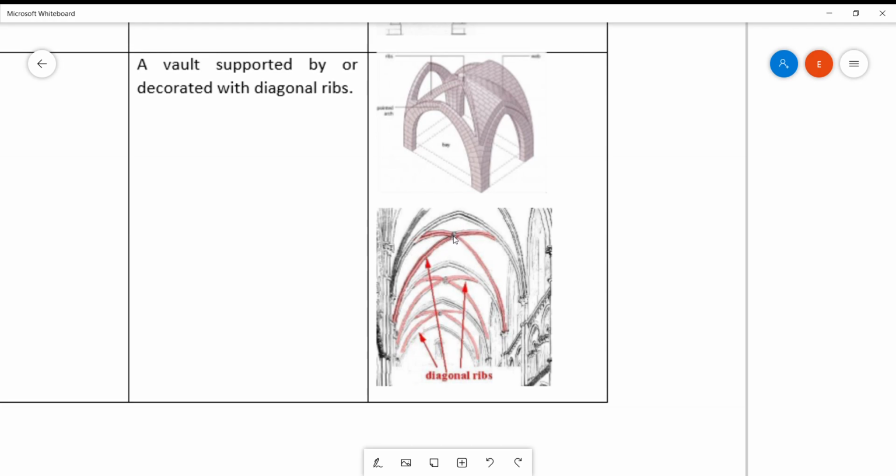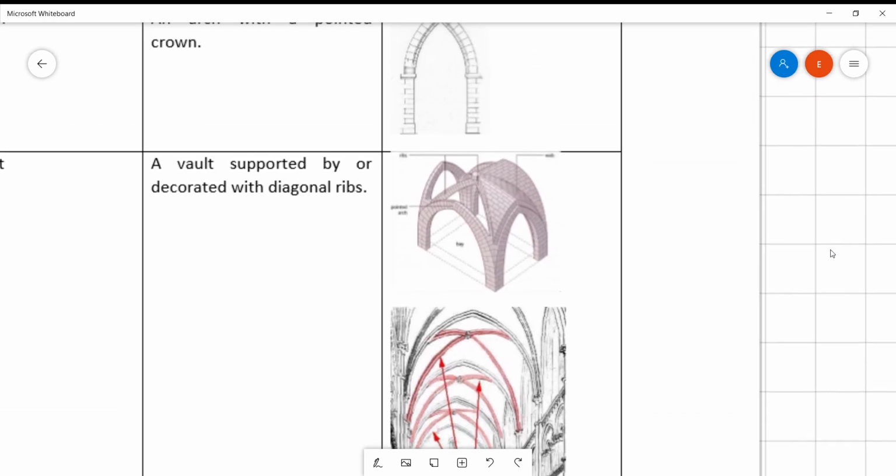Okay, but these ribs are important because they are conveying the load of the roof to the columns or the pillars. And also they are conveying the loads to the flying buttresses that are outside the church, and through them to the buttresses, which are pillars, that we will see right now. But it all starts with the use of pointed arches. When you put together pointed arches, you will get these rib vaults.